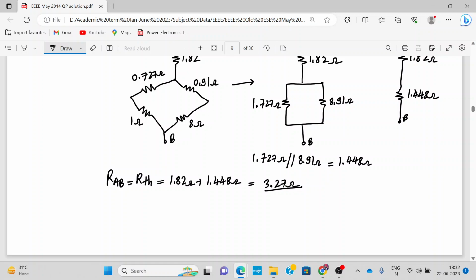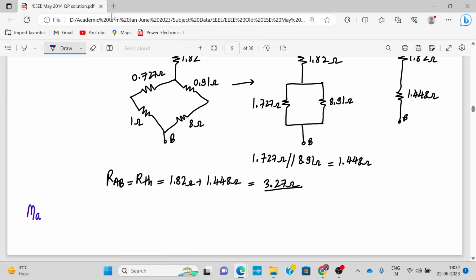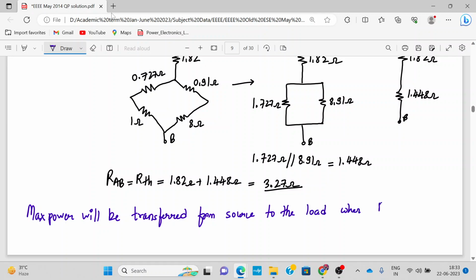Then here we can write a statement that maximum power will be transferred from source to the load when RL is equal to RTH. So RL will be equal to 3.27 ohms. You have calculated first part.